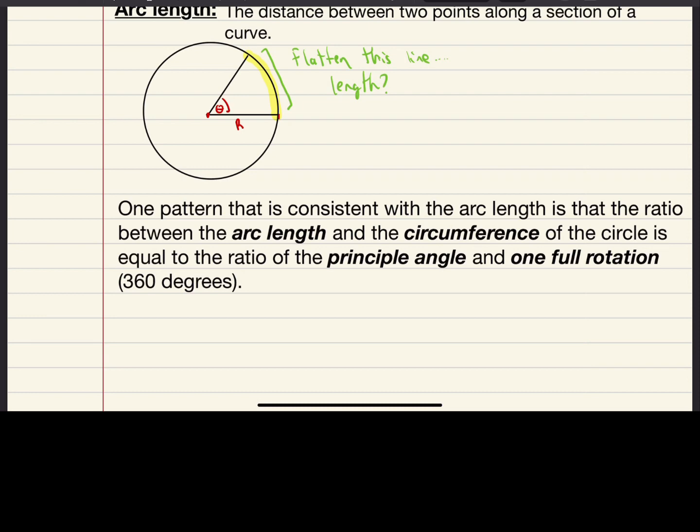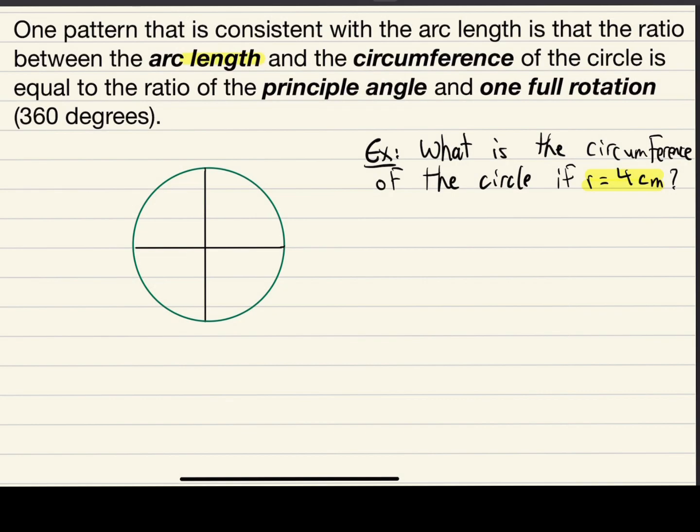So one pattern that is consistent with the arc length is that the ratio between the arc length and the circumference of the circle, so a full rotation here like in orange, is equal to the ratio of the principal angle and one full rotation, 360 degrees. And of course the principal angle would refer to that theta value right there.